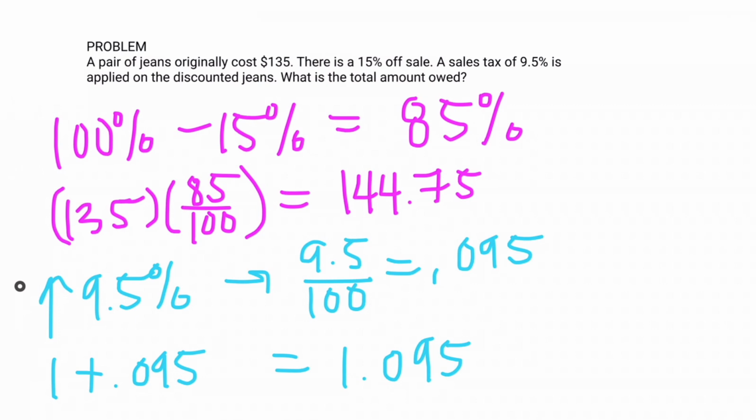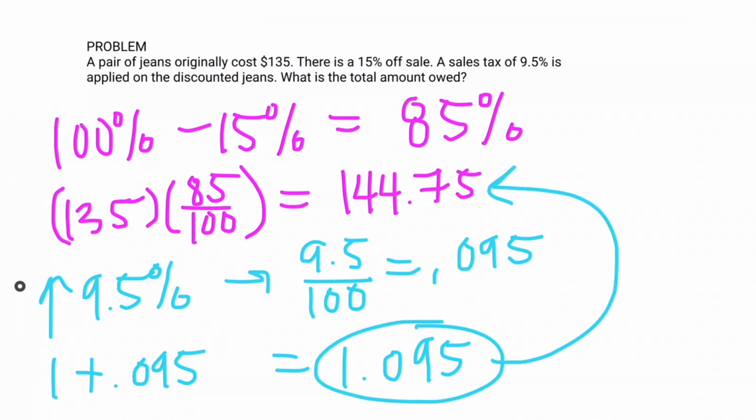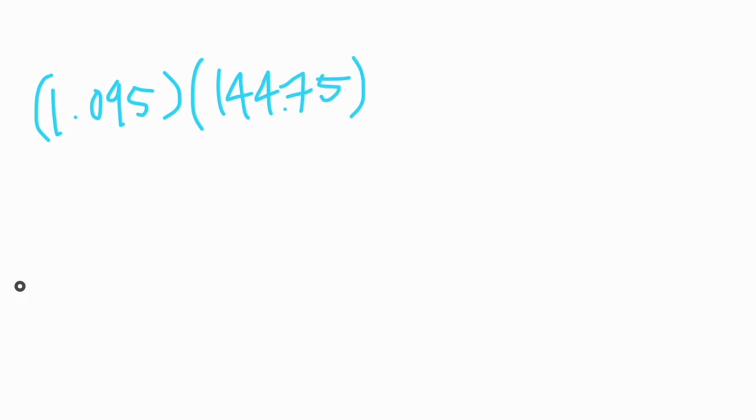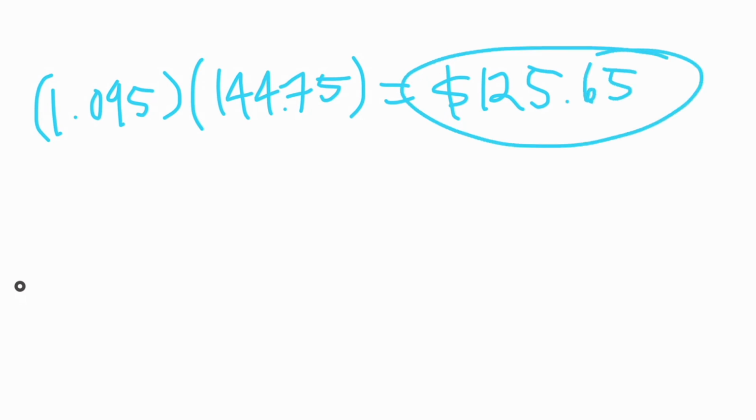The reason why we do this is we're going to take this number and multiply it to the amount that's actually being taxed. Now we have 1.095 multiplied by $144.75. So you really end up just paying $125.65. Okay, let's try a harder SAT problem.